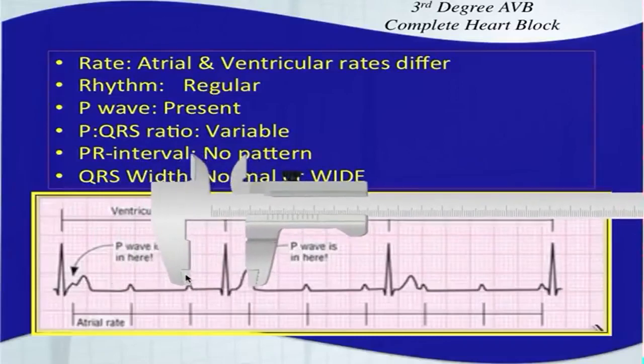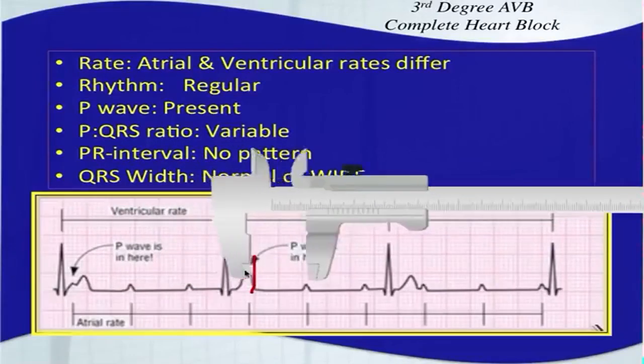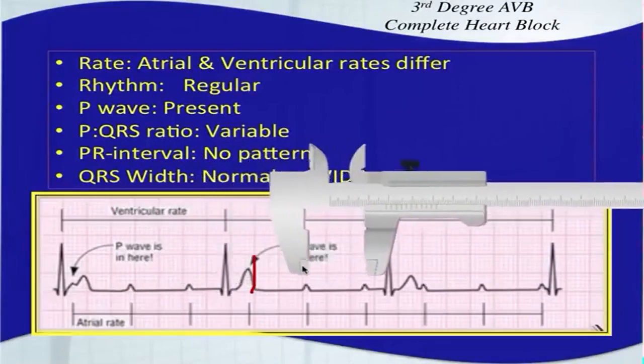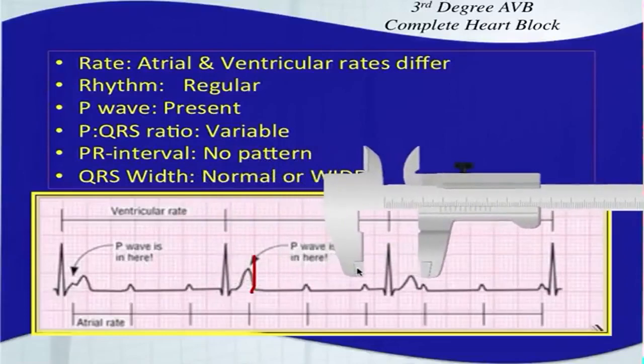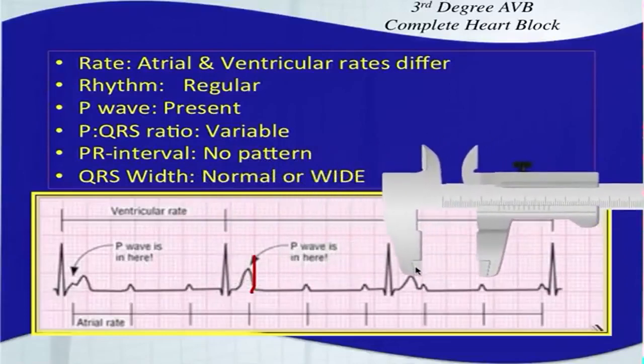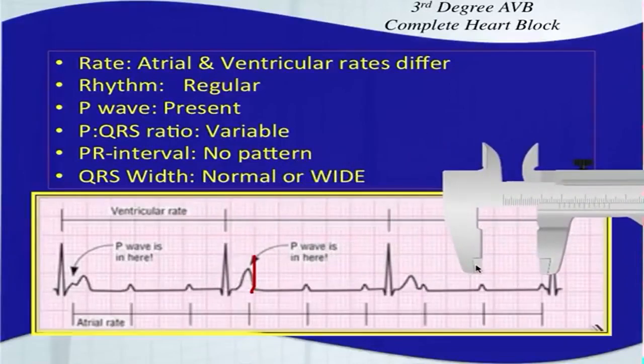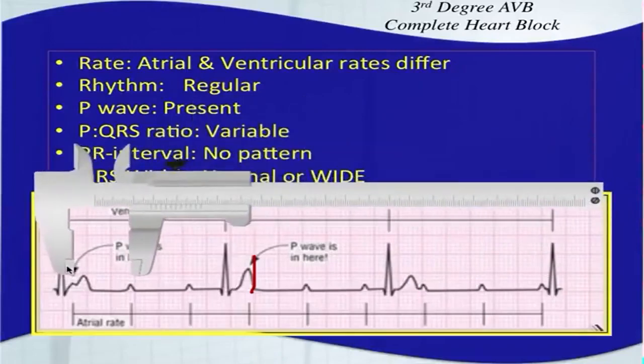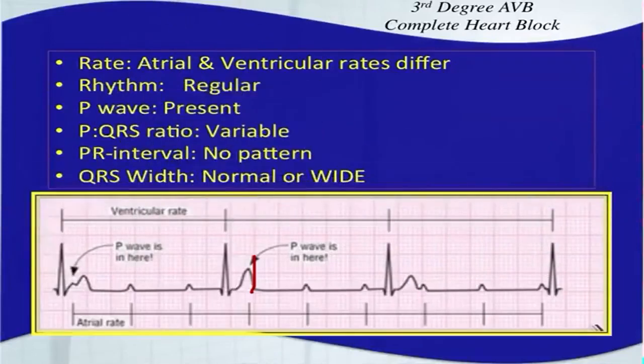So you'll find hidden P waves. You're going to find hidden P waves within the T waves and the QRS complexes. There's no marriage between the P waves and the QRS complexes, so they don't care about each other. The atria are not conducting, or the conduction is not traveling from the atria down to the ventricles. There's a complete block there. So sometimes a third degree AV block is called a complete heart block.